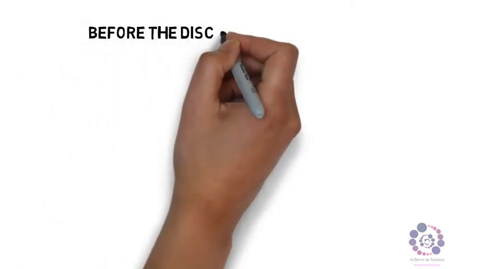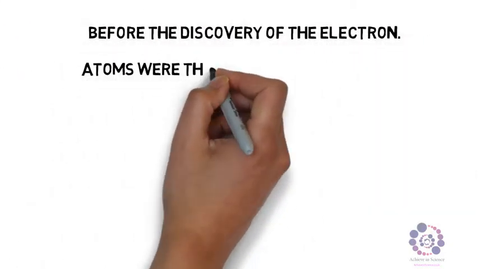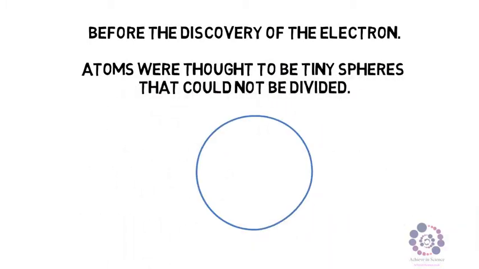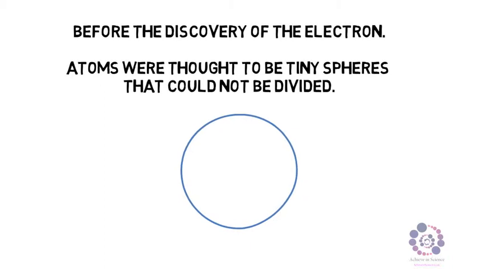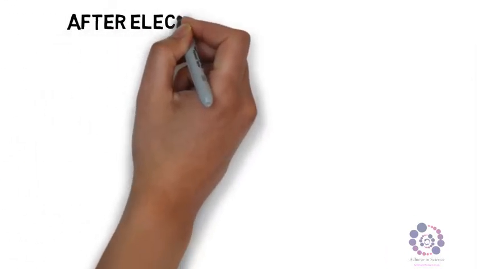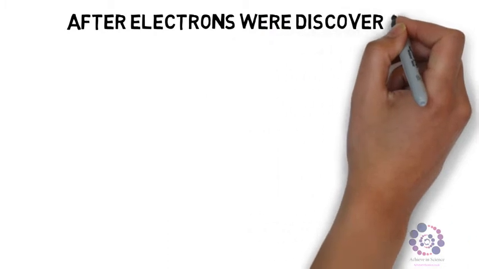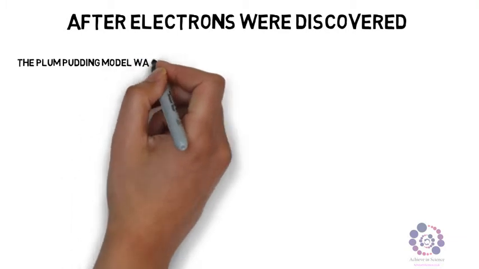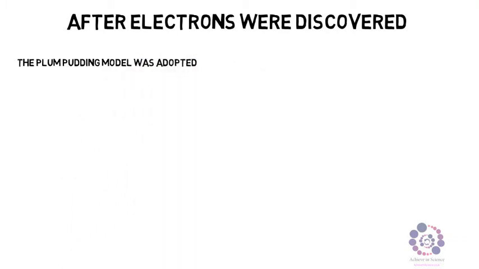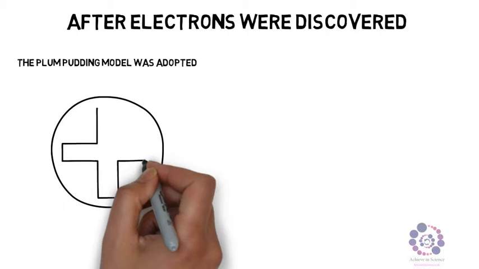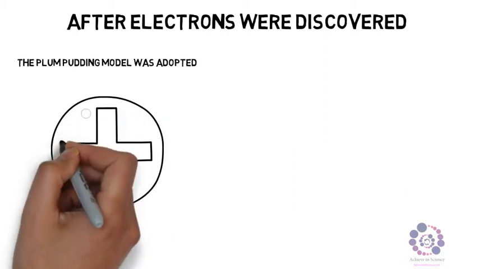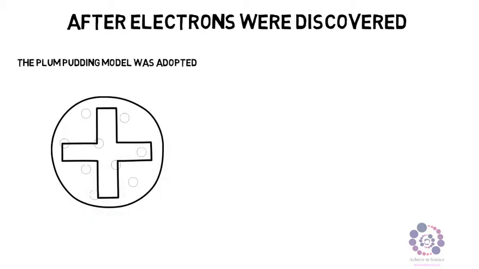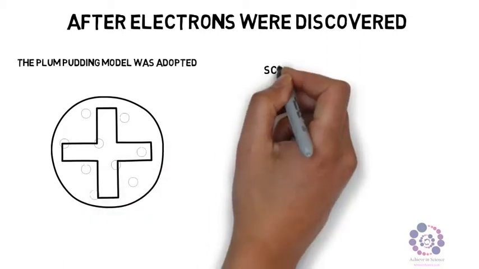Before the discovery of the electron, atoms were thought to be just tiny spheres that could not be divided. Then, after electrons were discovered, this changed, and instead the Plum pudding model was adopted. Scientists thought then that charged particles were randomly spread out throughout a ball of positive charge. These charged particles were the electrons that were buried inside of the atom.